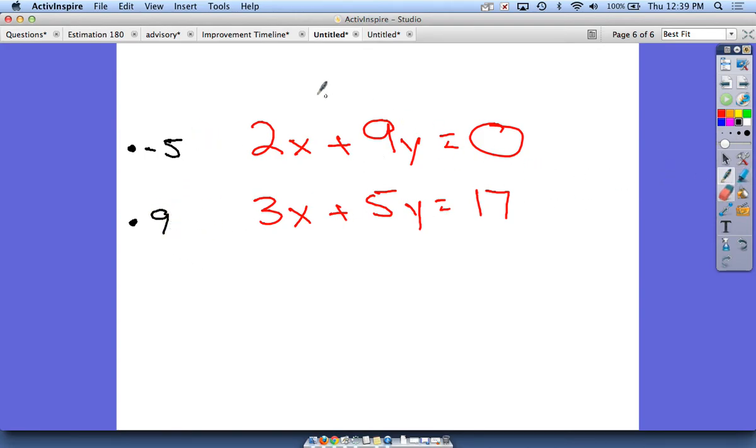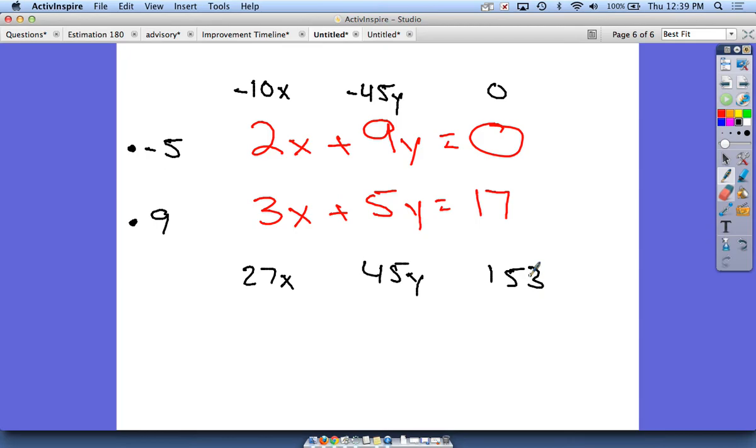So we'll go through the whole thing here. That would be -10x. That would be -45y. And that's still going to be 0 because -5 times 0 is 0. Down here looks like I've got 27x, and 45y. And then 9 times 17, I'll have to get that. So that would be 90 plus 63, which would be 153.